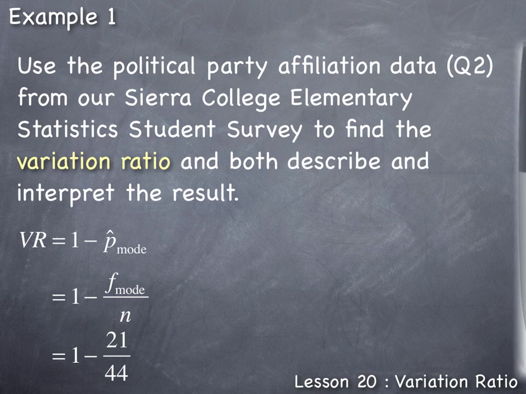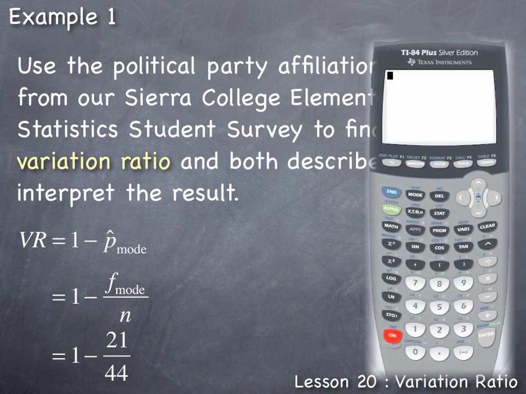We can do this on our calculator. So we can get this result by pressing 1, subtract 21, divide by 44, enter. Gives us a decimal result of 0.5227272727, which, when rounded off to the nearest thousandth, we get 0.523. Or, representing the result as a percentage, we can go times 100, enter, and we get the percentage. Rounded off to the nearest tenth of a percent, we get 52.3%.